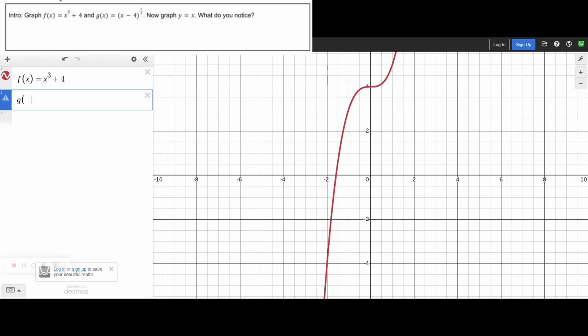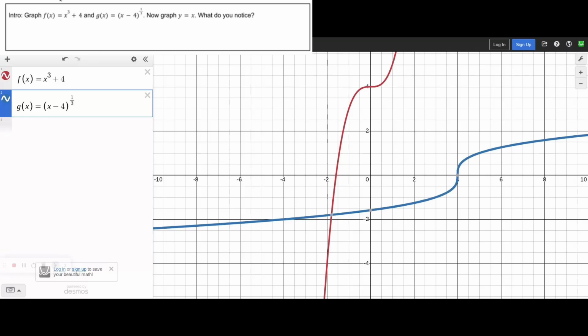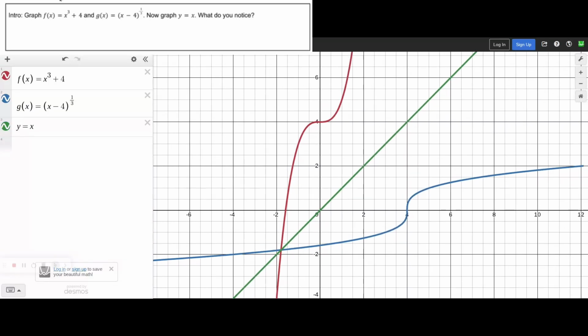g of x is going to equal, parentheses, x minus 4, to the power of 1 divided by 3. Looks fun. And if I just graph y equals x, which is that perfect line, what do I see?